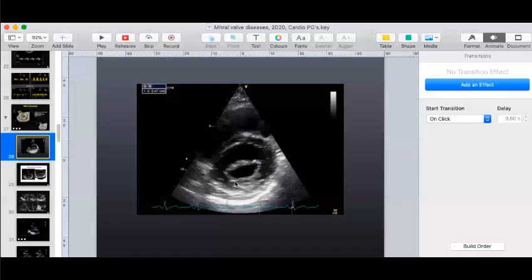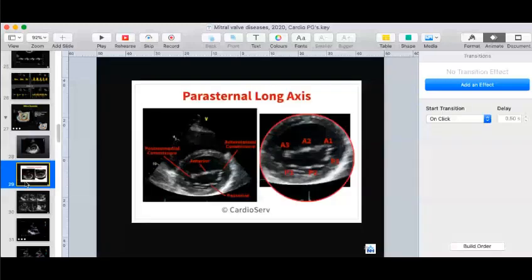Let me put the arrow here. What segments will come here? This is PML, this is AML. P3, sir. P3. So this is A3, P3. Tricuspid valve comes here, and this appendage comes here. So this will be A1 and P1, and this is A2, P2. So this is how you should be looking at A1, P1, A2, P2, A3, P3. Anterolateral commissure, posteromedial commissure. So that is as far as segmentation is concerned.